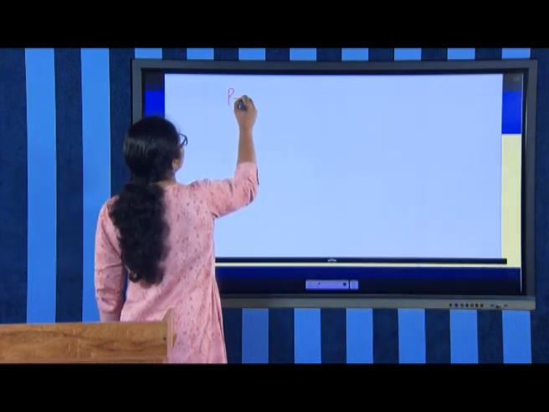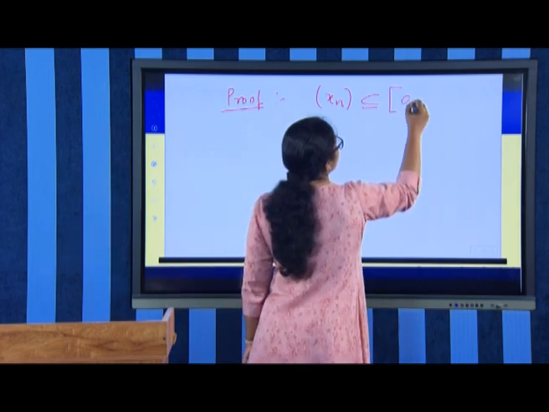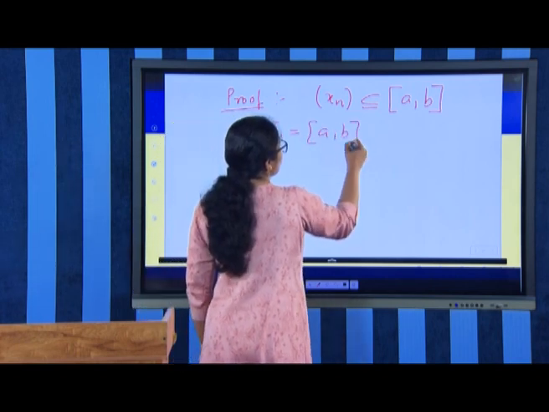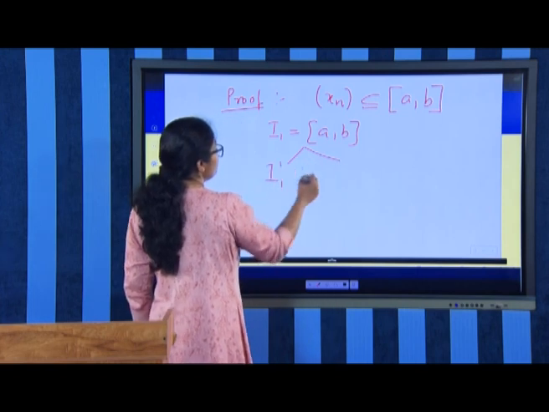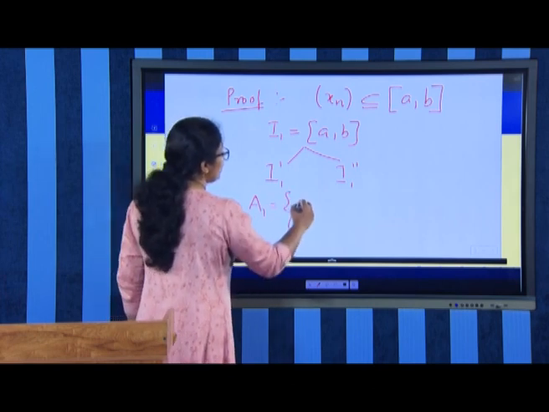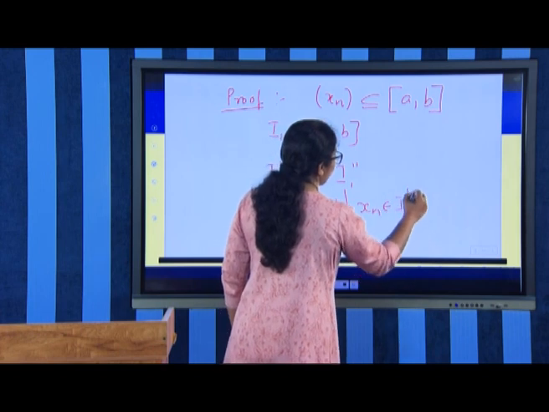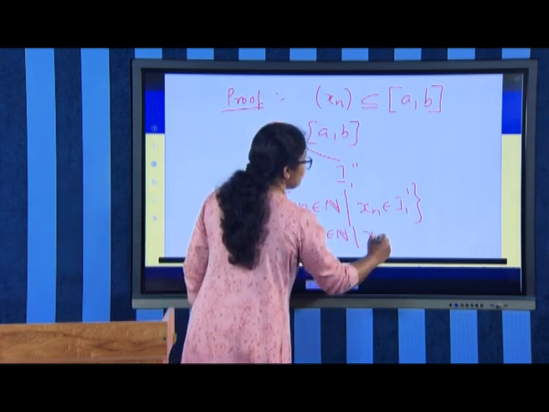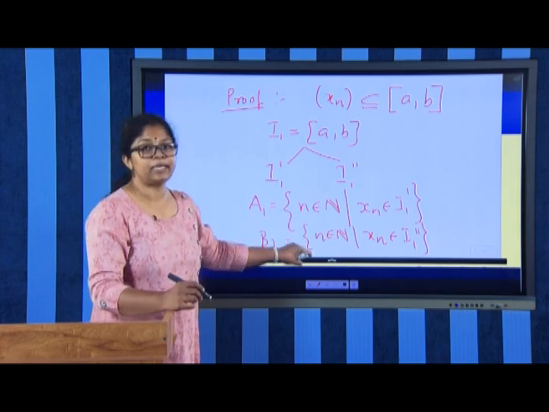Suppose we have a sequence xn that is bounded. Therefore, the sequence xn can be considered to be inside an interval AB. We take I1 to be the interval AB, and we bisect the interval I1 into two parts, namely I1 prime and I1 double prime. Using that we classify the elements: A1 equals the set of all natural numbers n such that xn belongs to I1 prime, and B1 equals the set of all natural numbers such that xn belongs to I1 double prime. Then definitely one of these contains infinitely many terms.